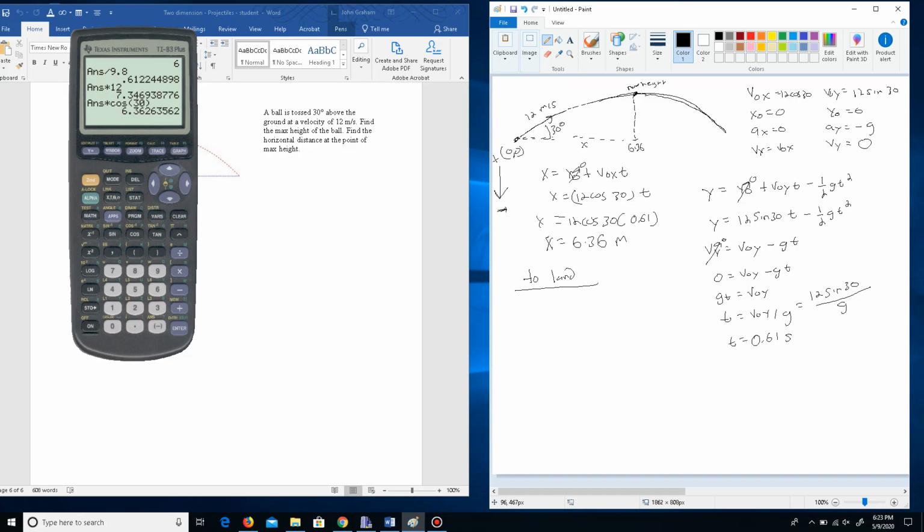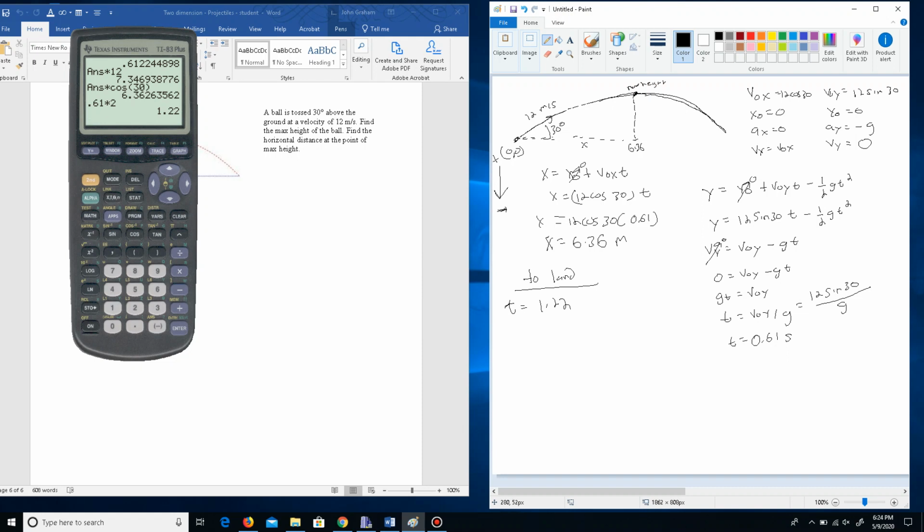is 0.61 times 2, which, the time to land is 1.22.